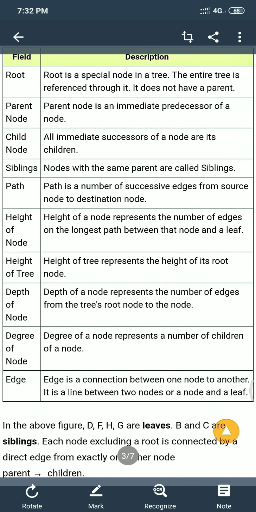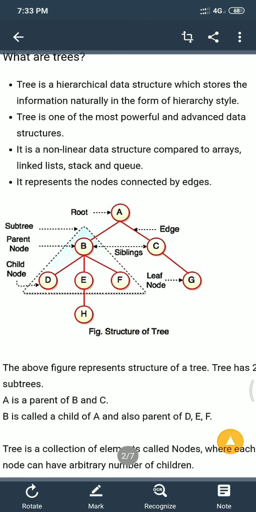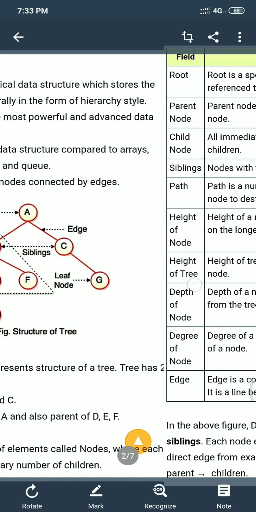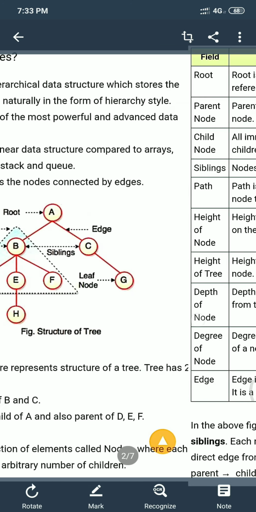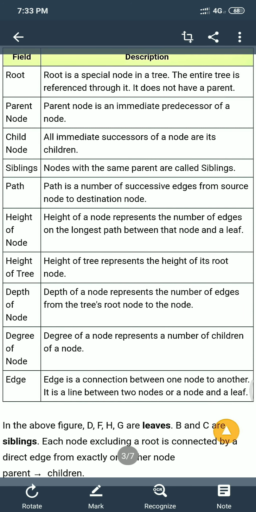Longest node, see, the height of a node represents the number of edges on the longest path between the node and the leaf. A to H, we consider it as the height of a node, not A to G. We consider the height of a tree or height of a node from A to H, because that will be the longest edges, the longest path between the node and a leaf.